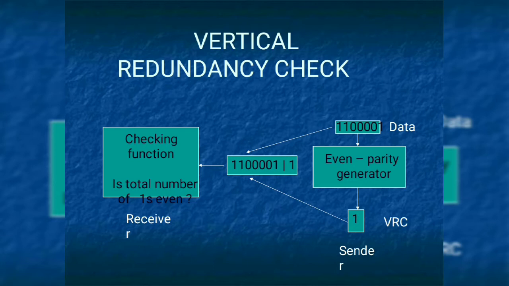Here a parity generator will be there at the sender side. In a data unit you are going to check whether the number of ones is even or odd. Suppose the number of ones is odd, you add a 1 as a redundant bit. At the receiver side, again it is a checking function. If the total number of ones is even, then the data transmitted is correct. If it is not, the data transmitted is wrong. So it is going to detect the error.